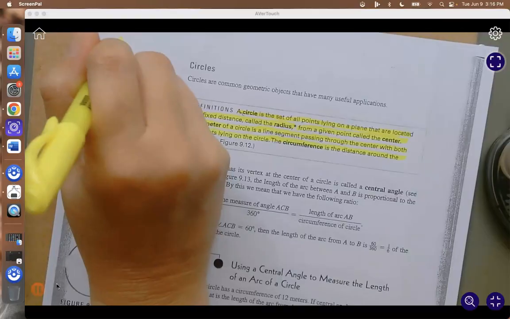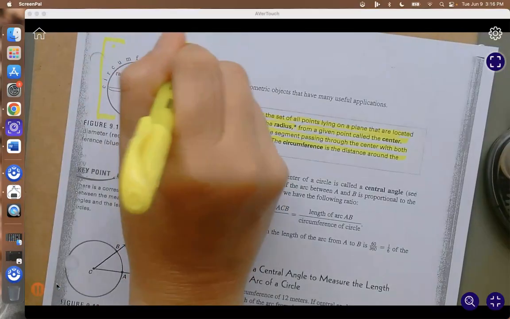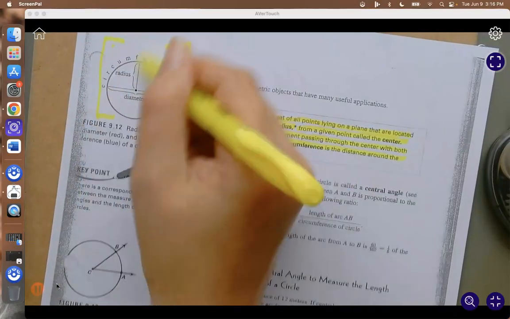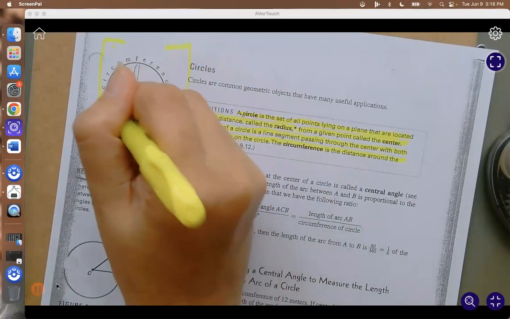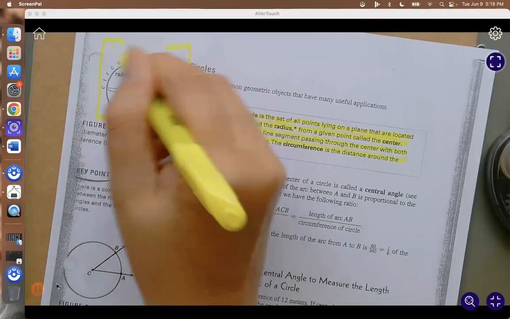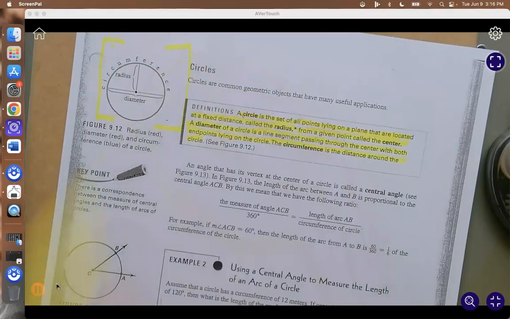Okay, so I'm going to box this in. Okay, you have a circle. Distance from the center out is the radius. All the way across is the diameter. Distance around is circumference.